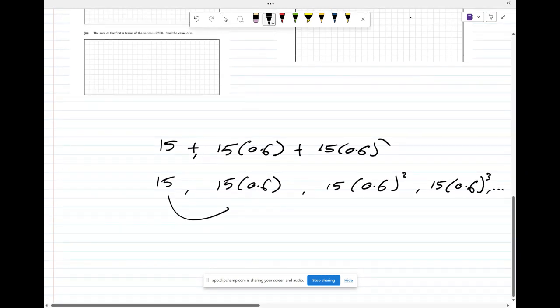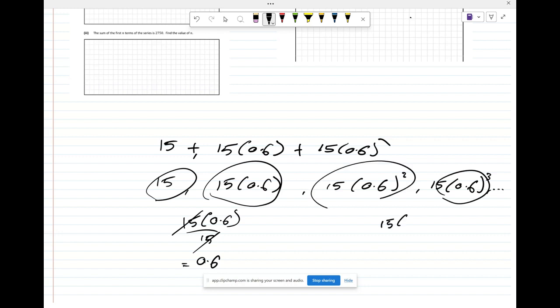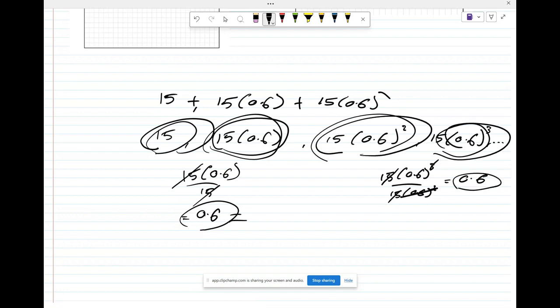Okay, but obviously here we're multiplying by 0.6 each time, and it's kind of obvious like that, but if it wasn't so obvious, and we wanted a way to figure that out, how would we do that? Well, one thing we can do is take this term here and divide it by this term, we'll get 15 times 0.6 over 15, and the 15s will cancel, and we'll get 0.6. And now if we take this term and divide it by this term, 15 times 0.6 cubed over 15 times 0.6 squared, the 15s will cancel, two of these 0.6s will cancel, and we get 0.6. So you can see that if you divide any two consecutive terms, they should equal this exact same thing.